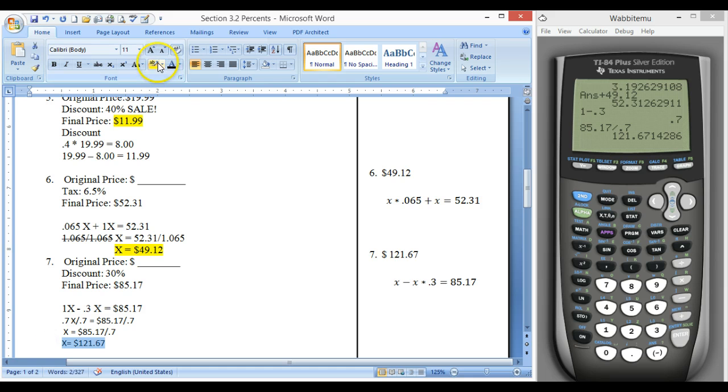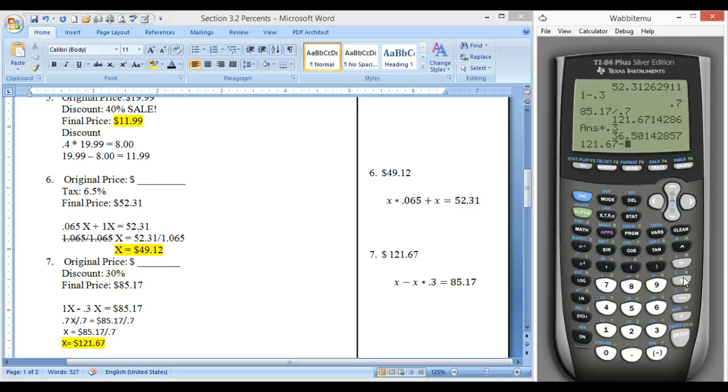And again, we can always go back and check this. So our sale price or discount was 30%. So 30% of the original. So I'm just going to press times and find the 30% off. So it should have taken off $36.50. Let's check it. $121.67. Subtract the $36.50, and I have two ways I can do that on the calculator or graphing calculator.